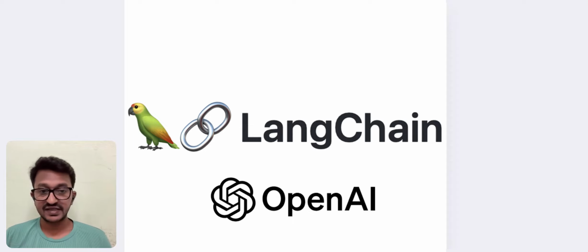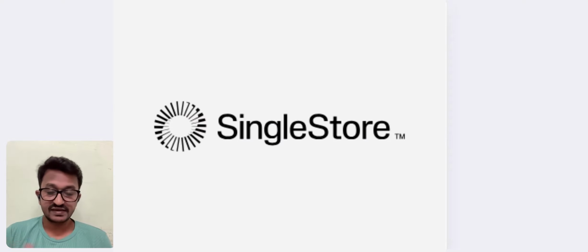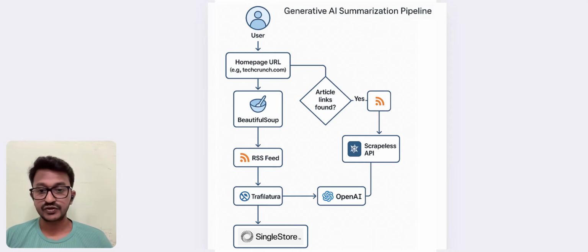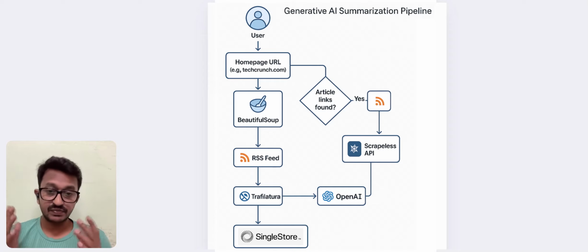As you know, LangChain is an open source LLM framework. That's what we are using in our tutorial, along with Scrapeless. And finally, we store those summaries in a SingleStore database, making them searchable and accessible for dashboards, chatbots, or even to create reports. So, like I said, this is not just scraping. This is smart, intelligent automation powered by GenAI.